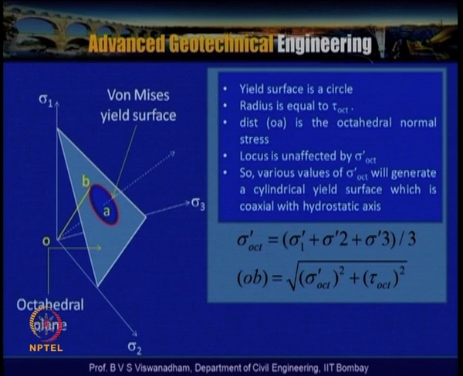So OB is the distance shown here, which is given by OA square plus AB square, where OA is sigma dash octahedral and AB is the radius, which is root 2 by 3 into y. So OB is given by the root of sigma dash octahedral square plus tau dash octahedral square.